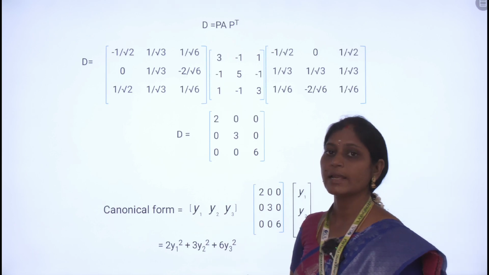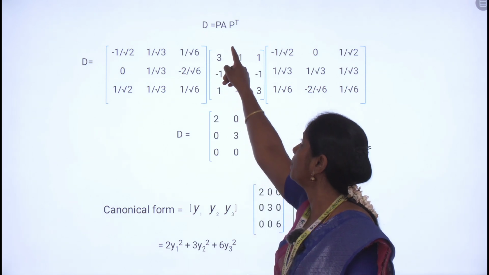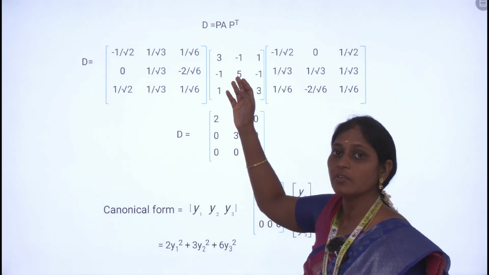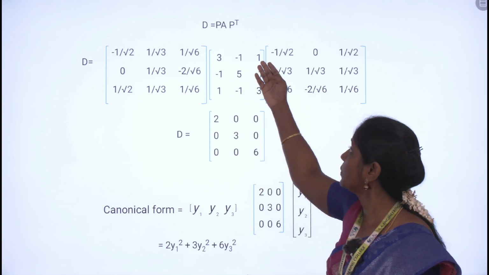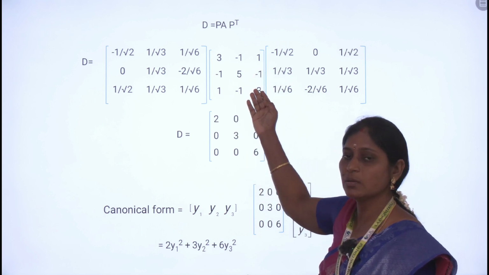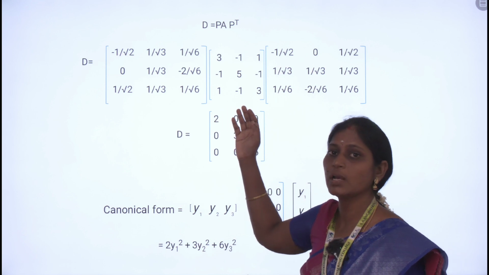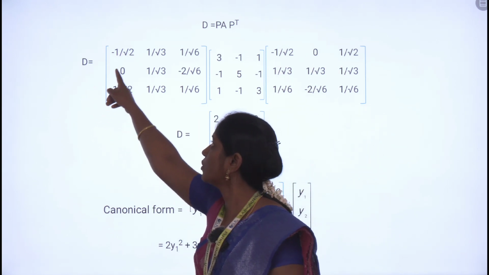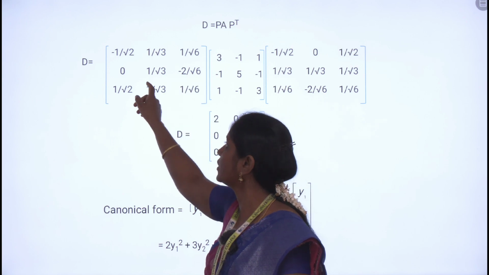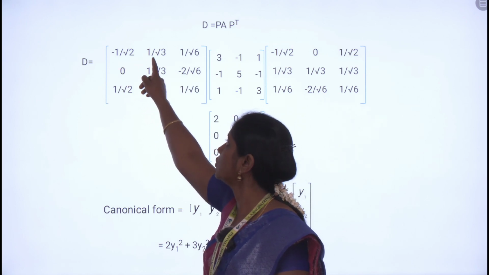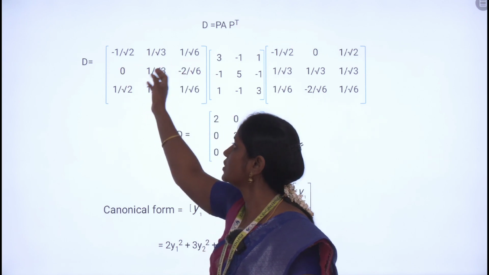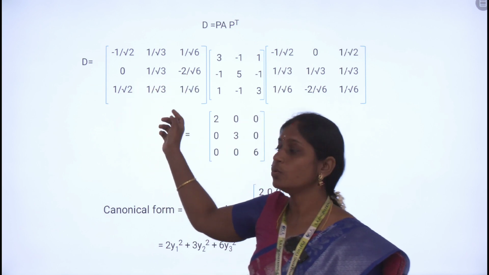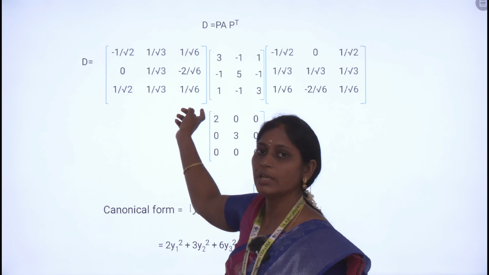Next we have to check the diagonalization. D equals P transpose A P. We have found the matrix P, we know the matrix A, and we know P transpose. P transpose is nothing but interchanging the rows into columns and columns into rows of the P matrix. Therefore D is the P transpose matrix with rows -1 by root 2, 1 by root 3, 1 by root 6, then 0, 1 by root 3, -2 by root 6, then 1 by root 2, 1 by root 3, 1 by root 6.